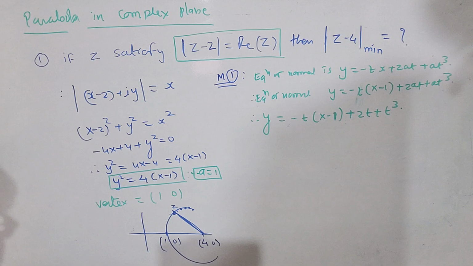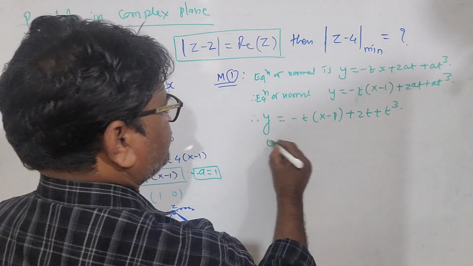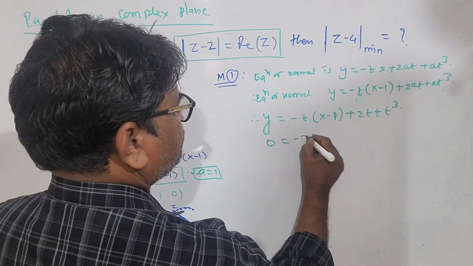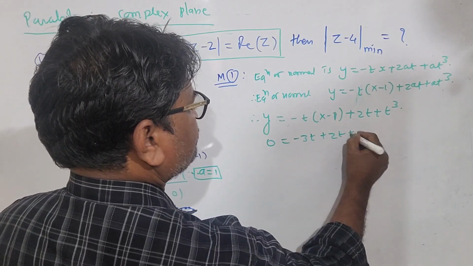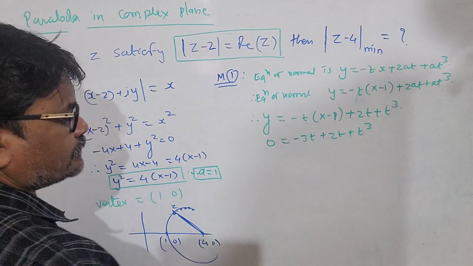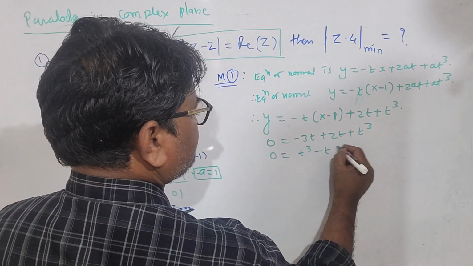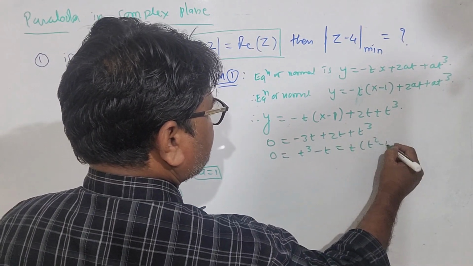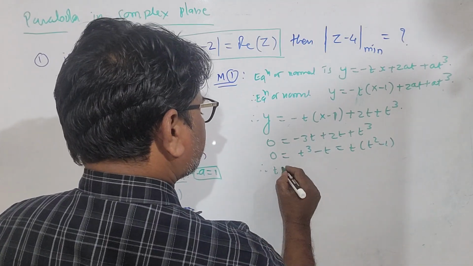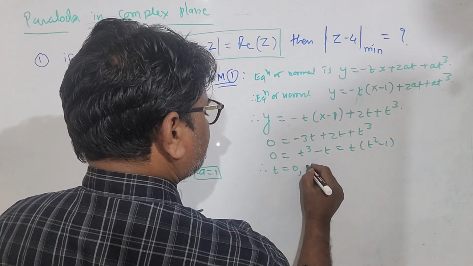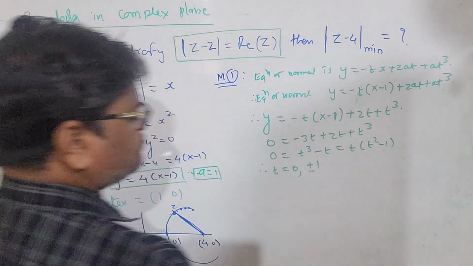Fine. And this normal is passing through the point (4, 0). So 0 equal to 4 minus 1 minus 3t plus 2t plus t cube. So 0 equal to t cube minus t square minus 1. Finally we are having t equal to 0, plus minus 1.